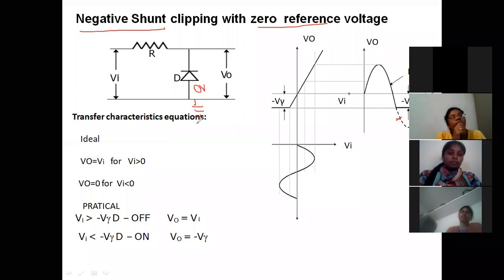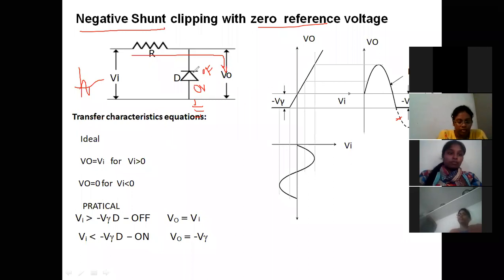When the input is a positive pulse, we apply it at the cathode, for example 1, 2, 3, 4 volts, which is positive. Therefore the voltage at the cathode is greater than at the anode, and the diode will be in the off state. When the diode is off, whatever the input is, it will appear at the output terminal. Therefore, in the positive cycle, the diode is off and we get the positive cycle at the output terminal.